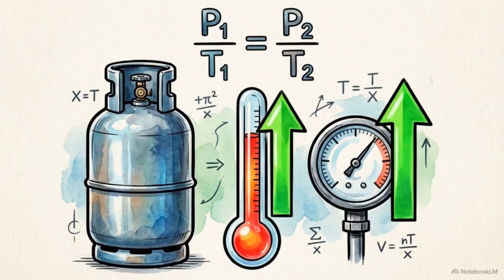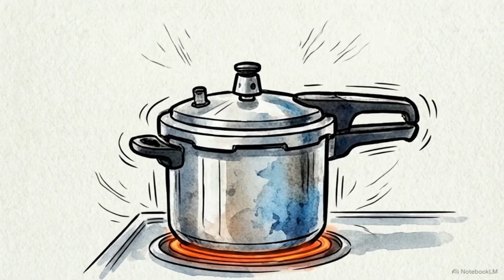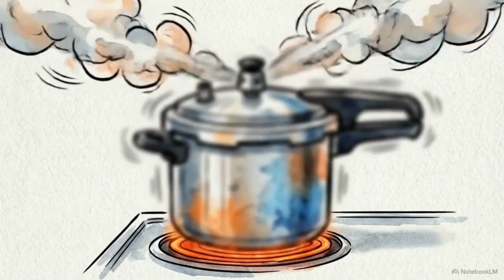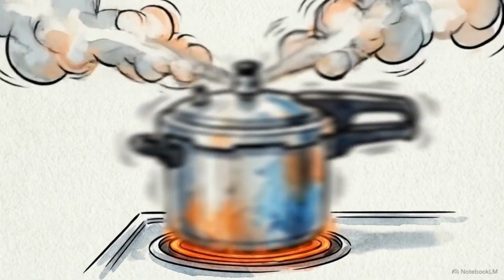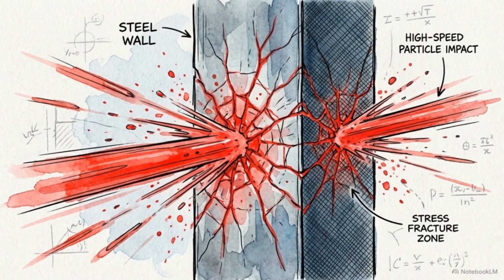Gay-Lussac's law applies when the volume is restricted by a rigid container. In this case, temperature and pressure are directly linked. Because a rigid container like a pressure cooker cannot expand, the extra kinetic energy from heating has nowhere to go. The particles strike the metal walls with increasing force, causing the internal pressure to climb.